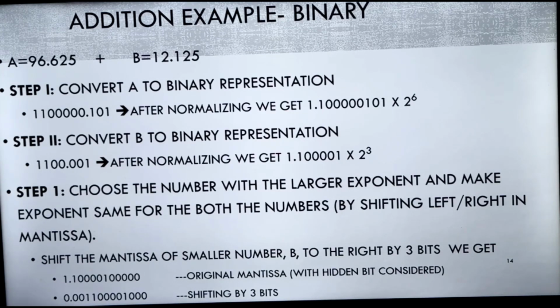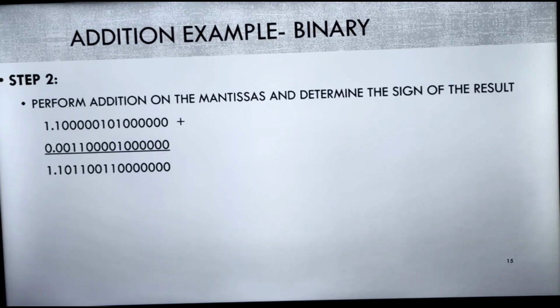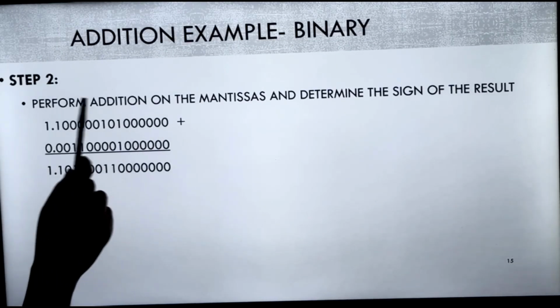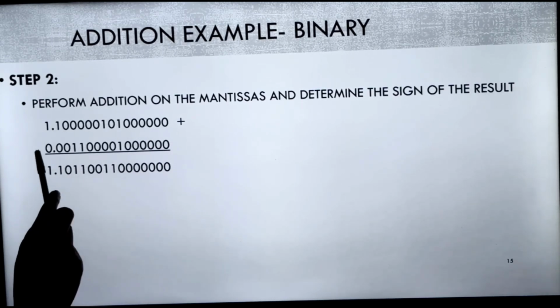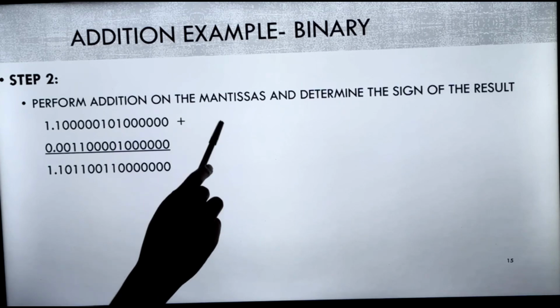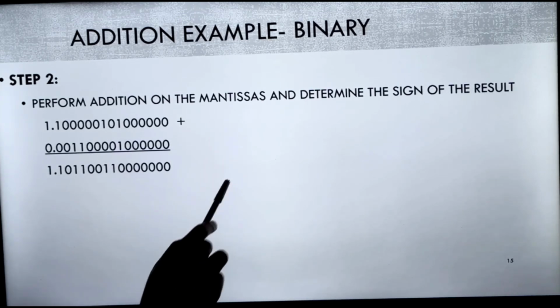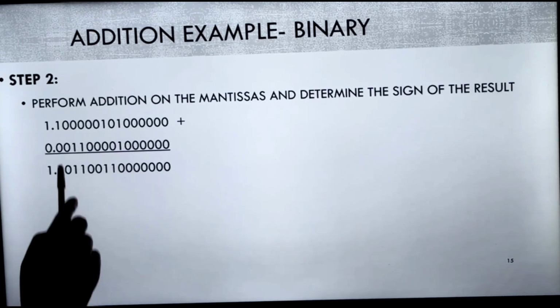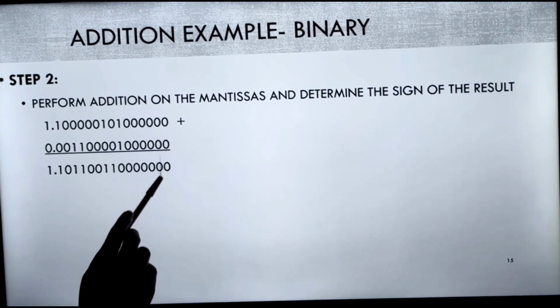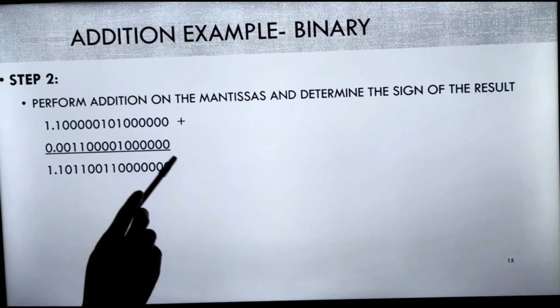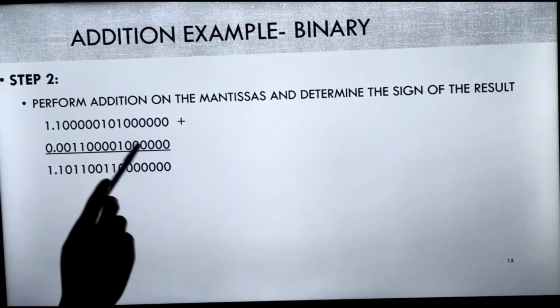Next we will just add these two numbers just like our normal binary addition. How to do that? Whatever Mantissa part we have, 1.100 this part, and second number is 0.00 this one. For both the numbers 2 to the power 6 is the exponent, right? Now you just add these two numbers just like your binary number. 0 plus 0 is 0, 0 plus 0 is 0. So this is nothing but a normal binary addition now.